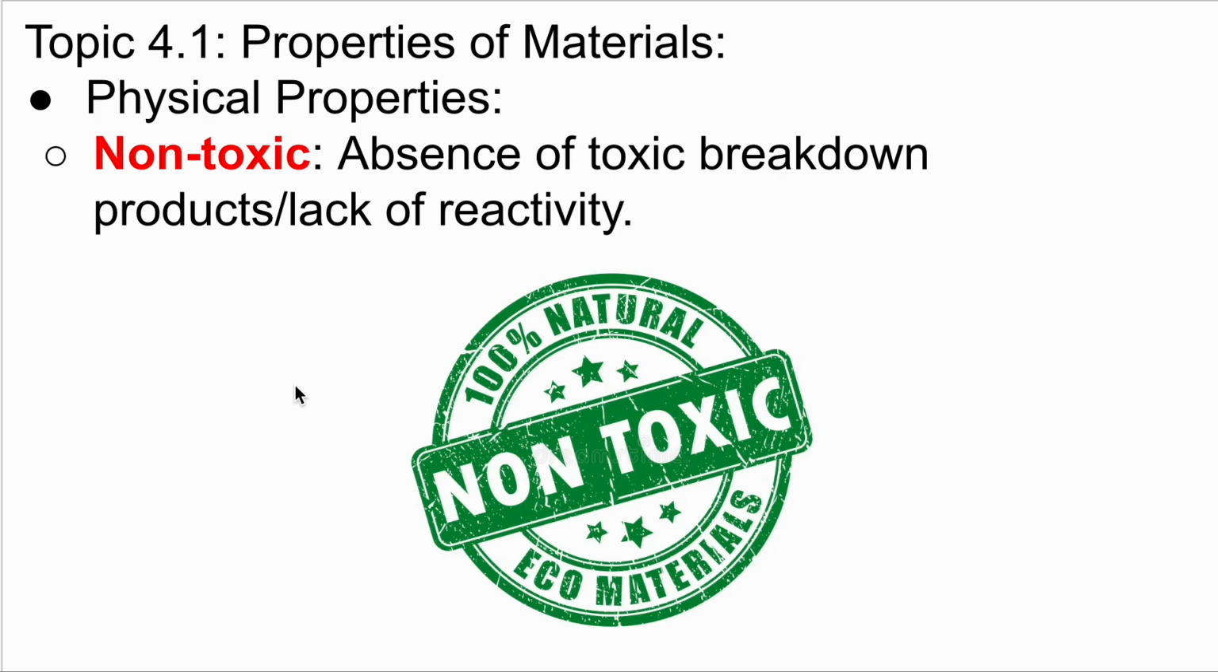So for instance, if you think about some of the most poisonous and deadly things on the planet, they are produced by natural organisms. There's snakes, there's spiders, there's jellyfish, there are other animals and plants which have nasty toxins in them, usually to reduce predation of them, but they're 100% natural. So just be careful when you see this. Non-toxic does not necessarily mean that it's 100% natural. It means that there's an absence of toxic breakdown products and lack of reactivity.